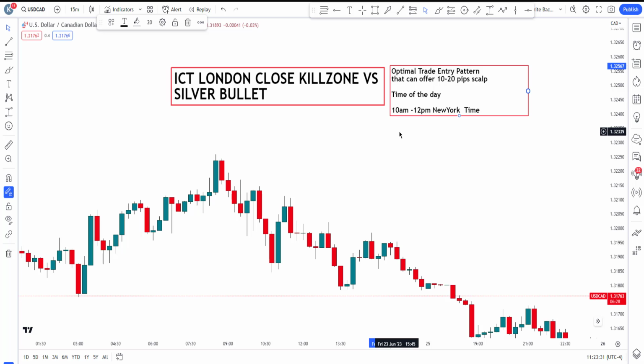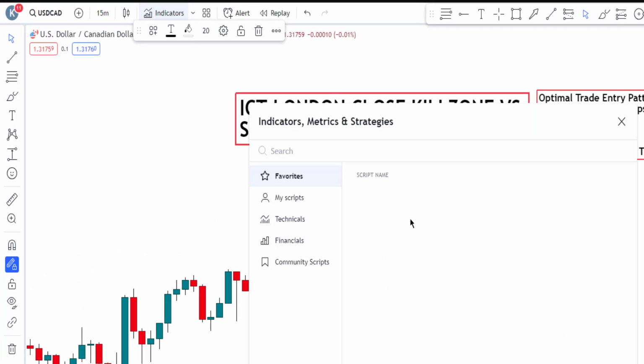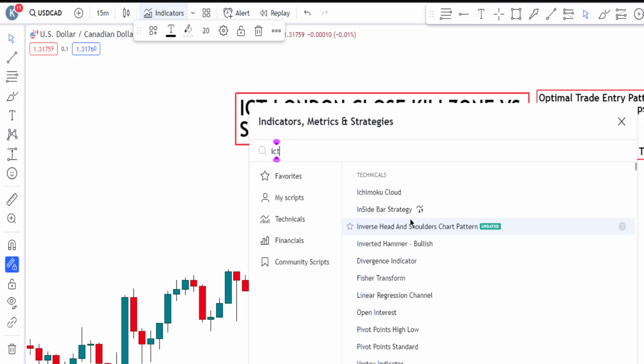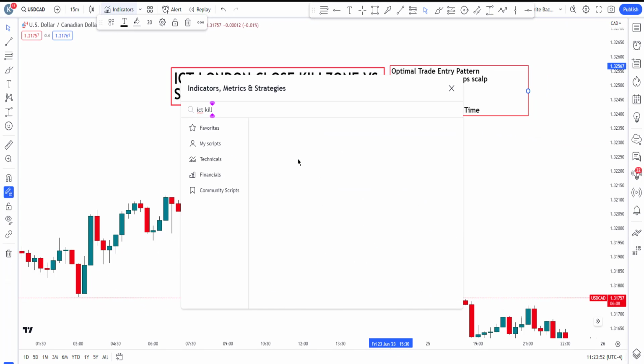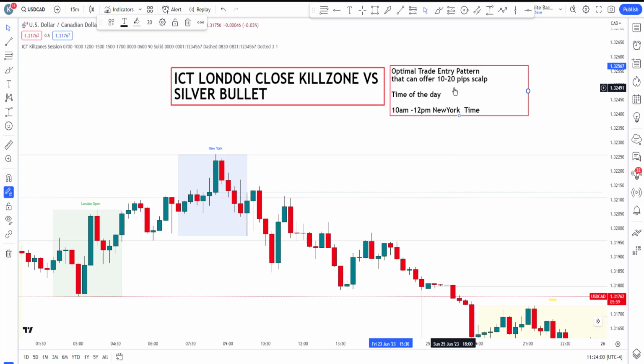If you are in any part of the world, you can convert that on Google. Just get the exact time in your country. But to make everything easy and simple, I'm going to use the ICT Killzones indicator to get the exact time. Simply come to where you see indicators, click on it, and search for ICT Killzone. You're going to see this particular one, ICT Killzone session by this guy called RELIANCE. Click on it and it will appear on your chart.